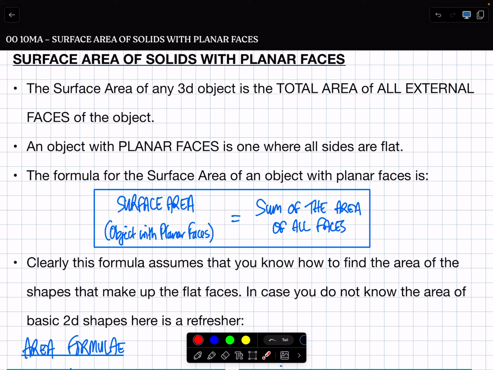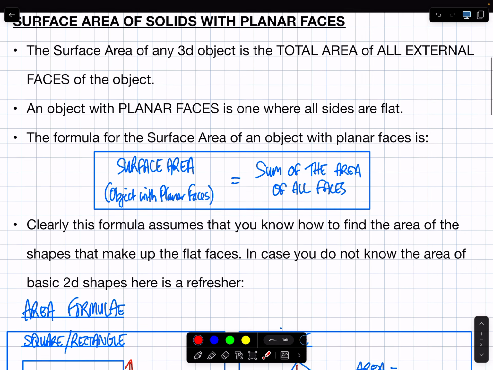So for example, you just told me that this pyramid was planar. Okay, what are the external faces of it? If I open it up, what shapes do we have here? Good. So you would be summing together the area of the four triangles and the square at the bottom. The problem with that is right now, I am assuming that you know how to find the area of the shapes that make up the flat faces.